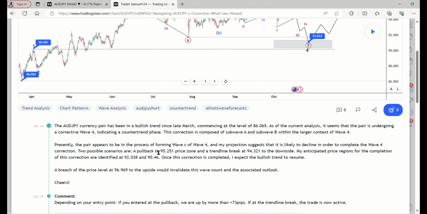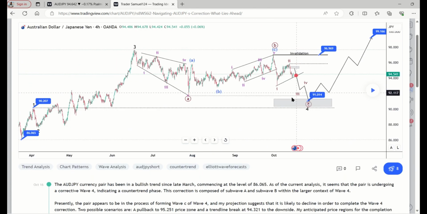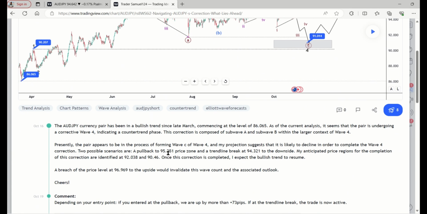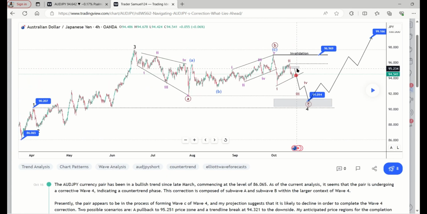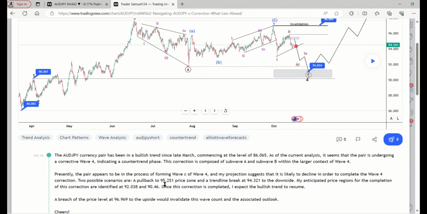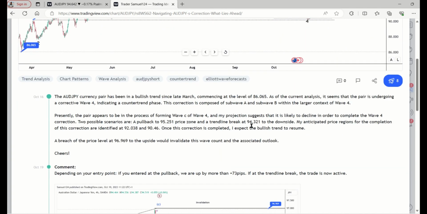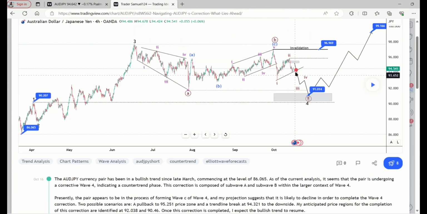There are two possible scenarios. Number one is a pullback to 95.25. So this 95.25 region is the pullback we anticipated, and that was what the market did. And the trend line break at this zone. So we have had the pullback and we entered there, which was actually a very low risk entry. And then here we saw a breakout, but it was not a proper breakout. Of course, the trade is active at both ends. So both are the areas where we anticipated.